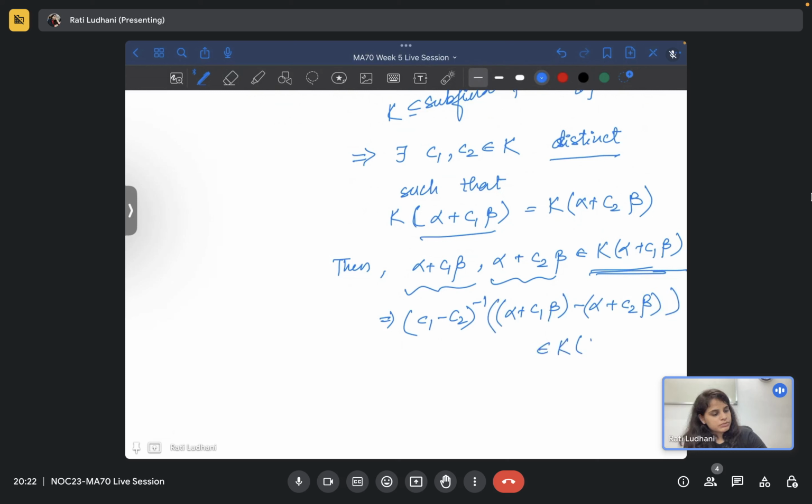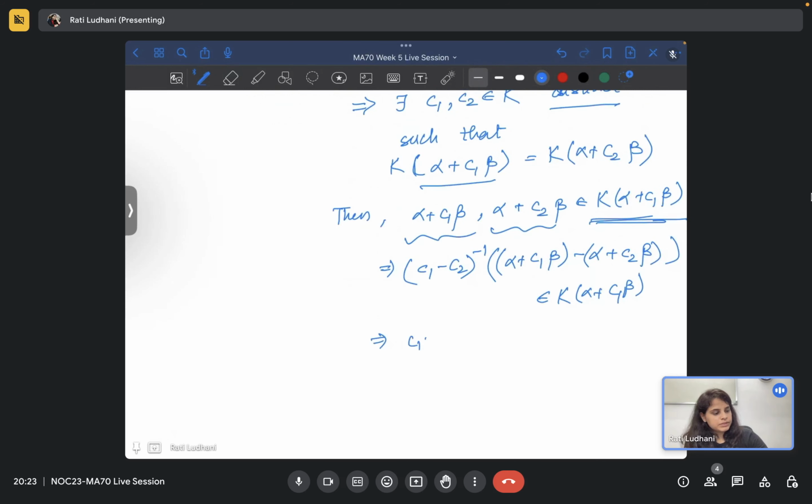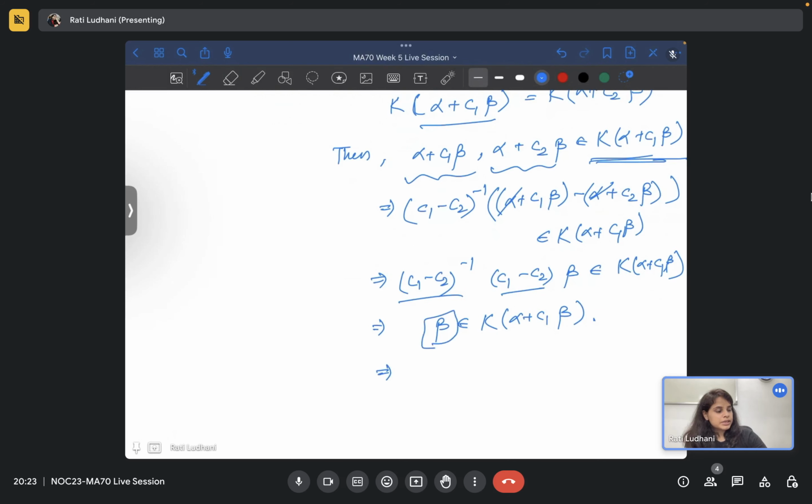This belongs to K(alpha plus c1 beta), and this implies (c1 minus c2) inverse times this. So alpha will get cancelled, you will get (c1 minus c2) beta, and these are also inverses. So this will get cancelled, and you will get beta belongs to K(alpha plus c1 beta). So what does this imply? Since beta is there and you know that alpha plus c1 beta is there, you can multiply by c1 and subtract from this element. So this implies alpha and beta will be there.